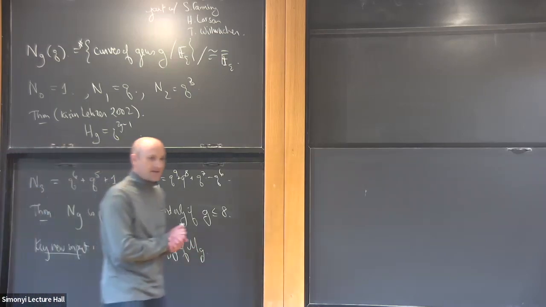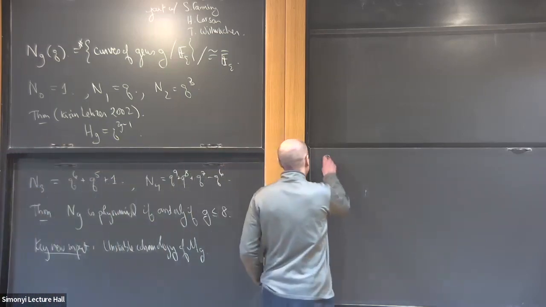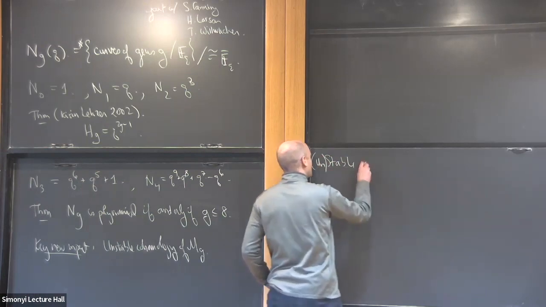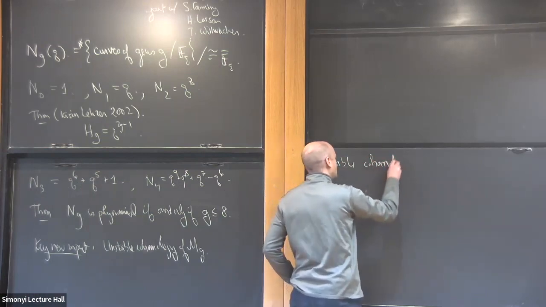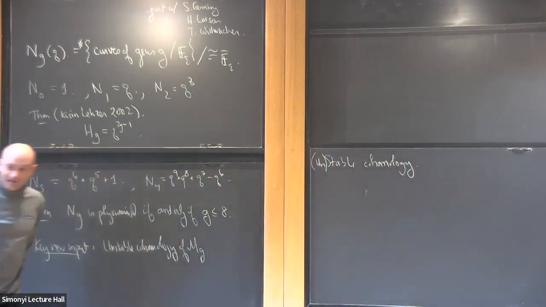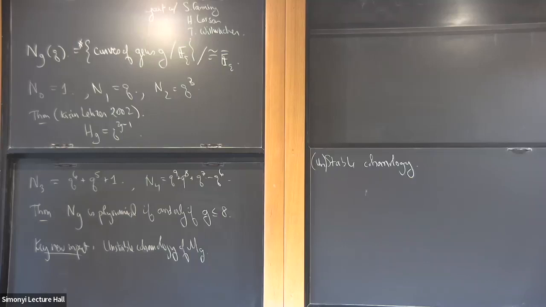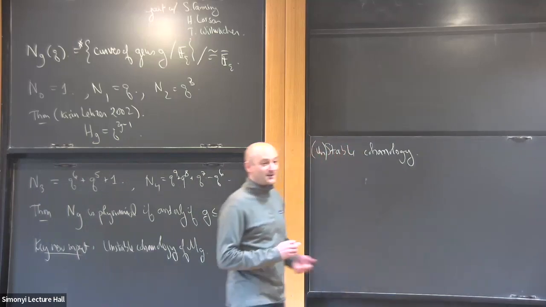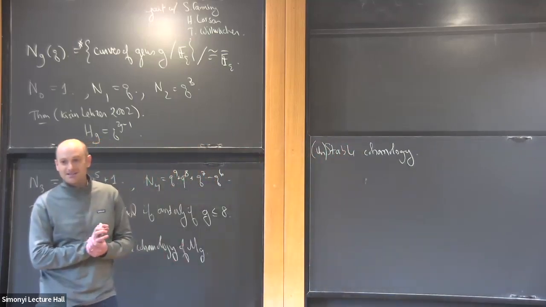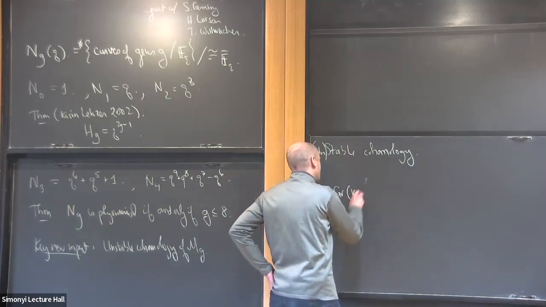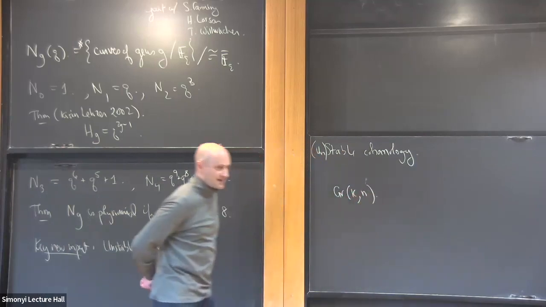So maybe now let me say something about stable and unstable cohomology. And I guess as first talk in a workshop on enumerative geometry and combinatorics, I should say something about the Grassmannian. So let's start with the Grassmannian, which is a classic example of stabilization of cohomology. Slightly simpler moduli space than M_g.